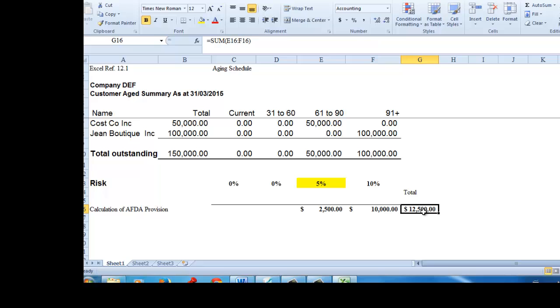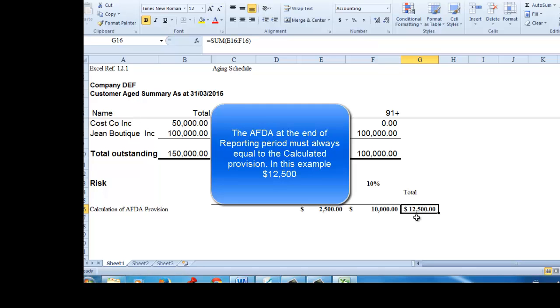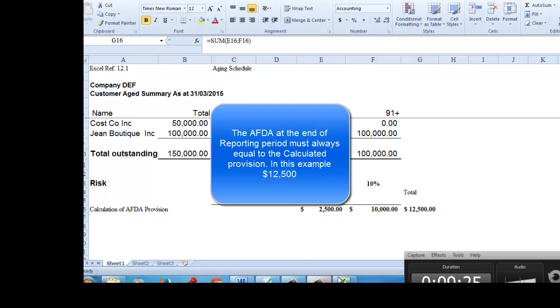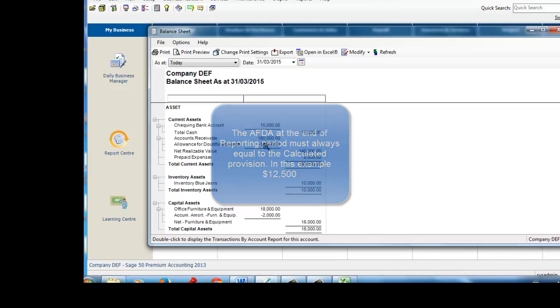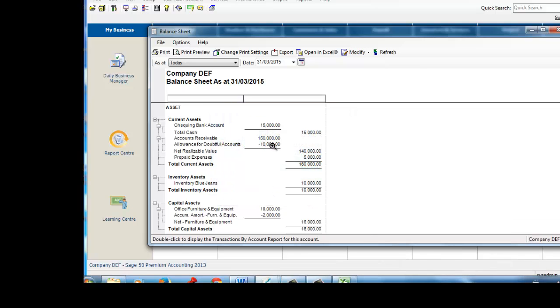We need to look at the balance sheet because 12,500 needs to be the amount that will appear as the allowance for doubtful accounts, and always as a credit balance on the balance sheet. So let us look at the balance sheet right now. The balance sheet at this moment shows a credit balance of 10,000, but it needs to show 12,500 as our final. If we were to prepare a working schedule, or the worksheet, it would be as follows.